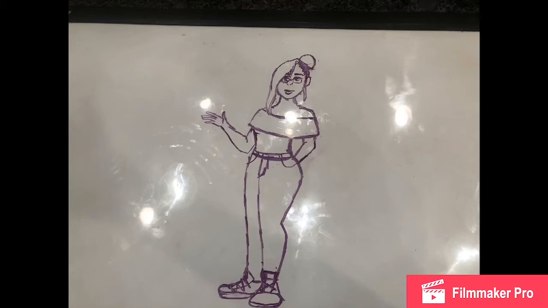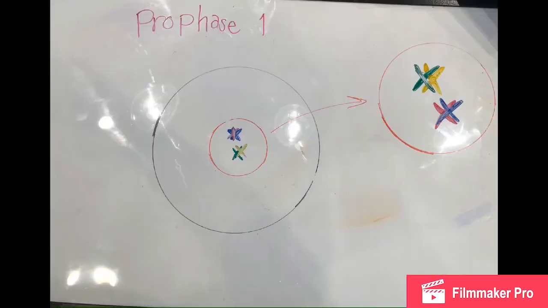Our first step is prophase. Keep in mind there is a prophase 1 step and a prophase 2 step. This is prophase 1. In prophase 1, the chromosomes condense and the nuclear envelope breaks down. During prophase, the tetrads will swap genetic information. This is also known as genetic recombination or crossing over.